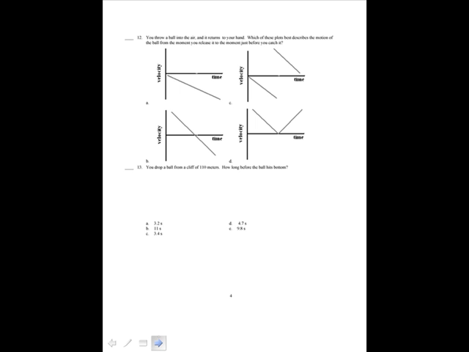You throw a ball into the air and it returns to your hand. Which of these plots best describes the motion? So you throw it up in the air, and initially it has a positive decreasing velocity. Alright, this one is negative initially, so we're either looking at B or D. It's positive decreasing. It goes up. It stops right there, and these both have v equals 0 at the midpoint. That's when it reaches the top of the trajectory. And then it starts coming down. It has a negative increasing velocity. So B is the only one that has a negative increasing velocity. This one has a positive increasing velocity, and that's not correct.